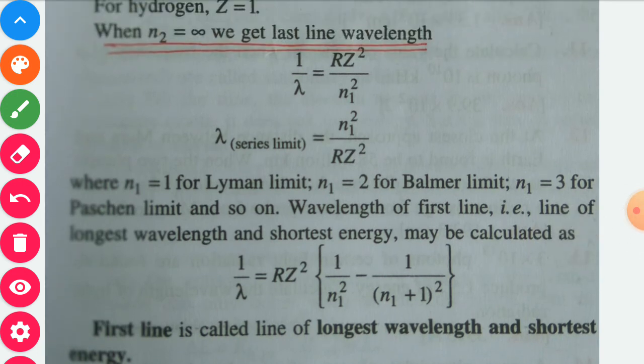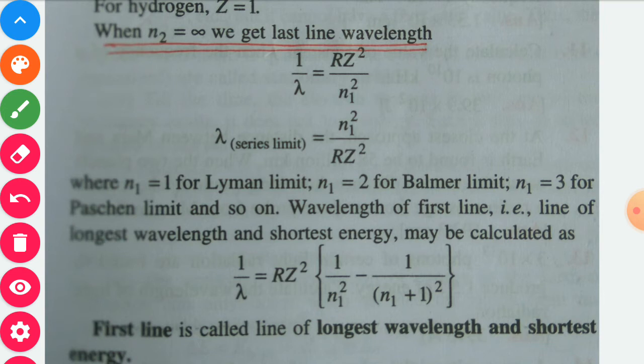For n1 equal to 1, it is the Lyman series, n1 equal to 2 for Balmer, n1 equal to 3 for Paschen, and so on. The wavelength of the first line, that is the line of longest wavelength and shortest energy, may be calculated as follows.